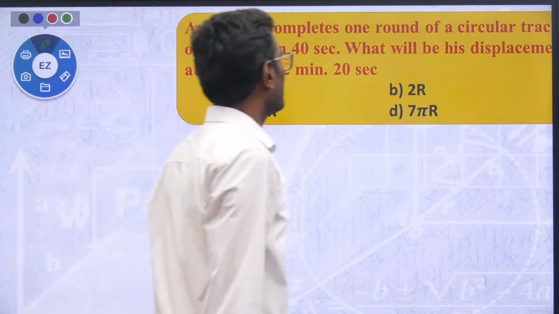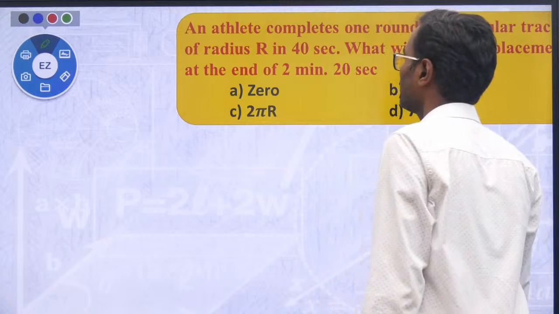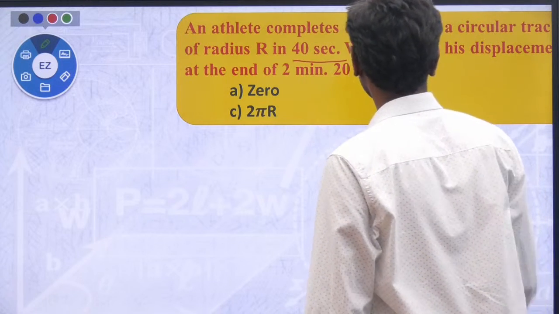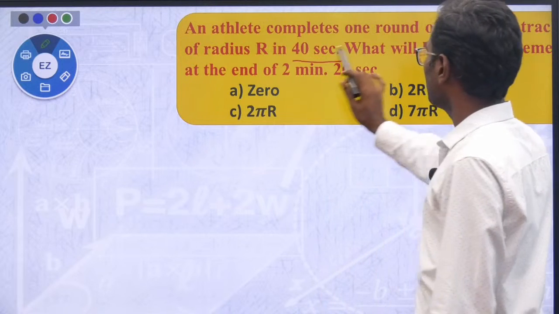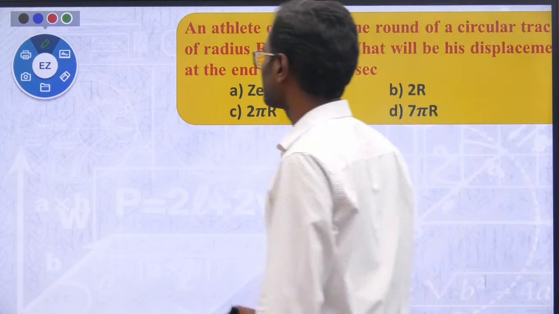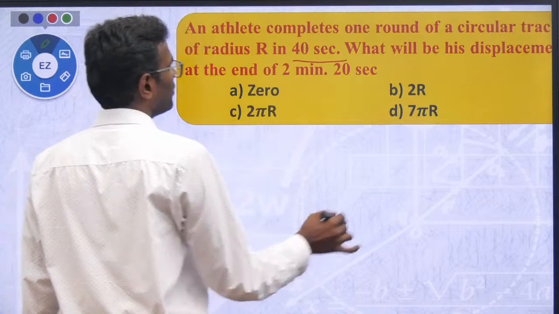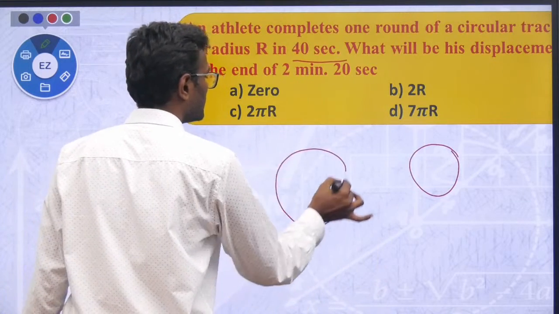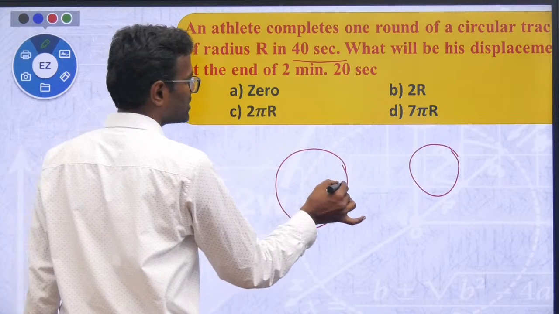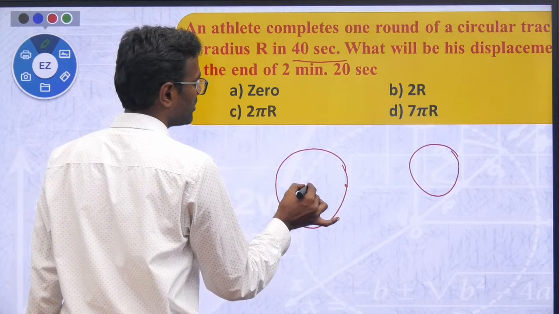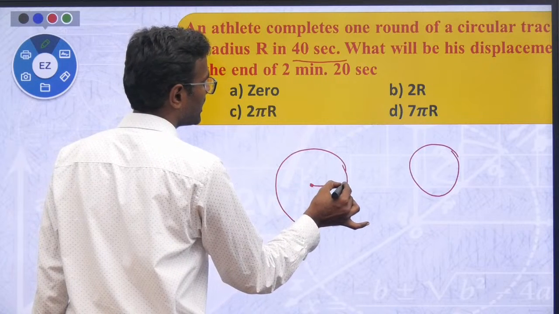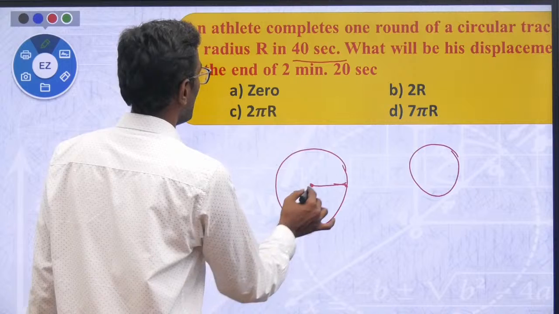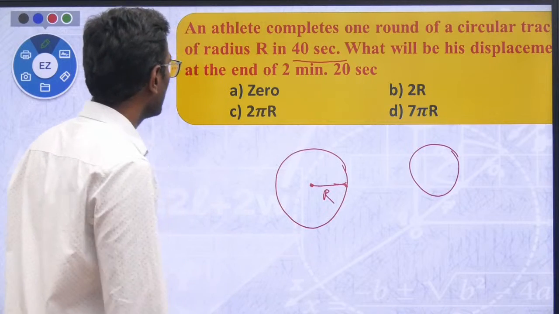An athlete completes one round of a circular track of radius R in 40 seconds. These are all our previous year's questions, beta. What will be the displacement at the end of 2 minutes 20 seconds? So an athlete is moving along the circular track like this. This is the starting point, this is the center of the circle, and this is the radius. The radius of the track is R.